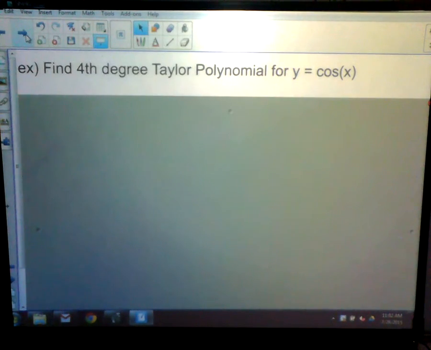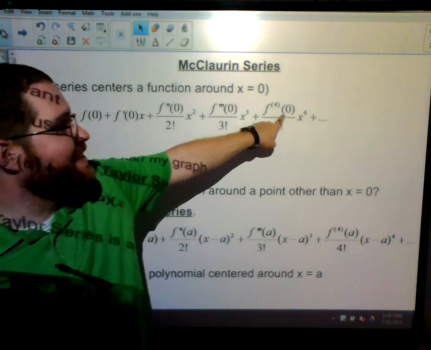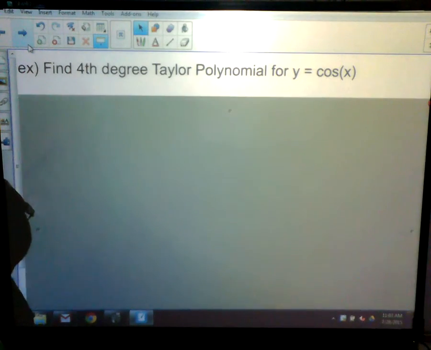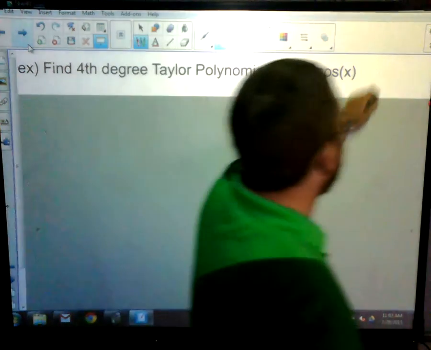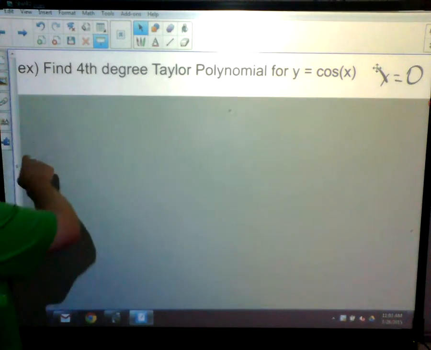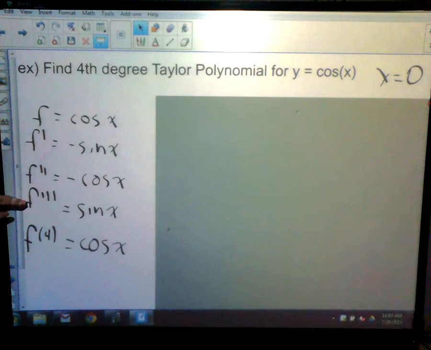Find the 4th degree Taylor polynomial for cosine of x. Well, if I need a 4th degree polynomial, that means I need to go out to the 4th derivative. And I want it to be at x equals 0. I should have said that. So I need y prime, y double prime, y triple prime, and y4 prime. So, cosine is the original, negative sine, negative cosine, sine, cosine. Those are just the 4 derivatives.